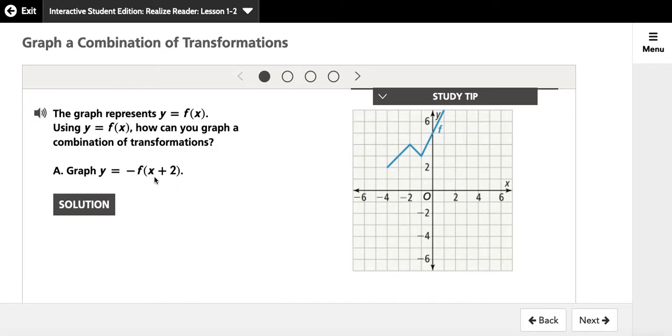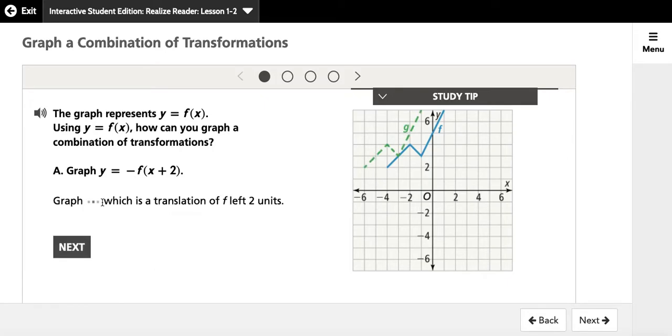So we want to have the x plus 2 come in, if you remember what that kind of transformation is, and negative as a multiplier. First of all, we have g of x equaling f of x plus 2, which is a translation of f 2 units to the left. So they've taken the f function and slid it to the left 2 places. That's what we have first.